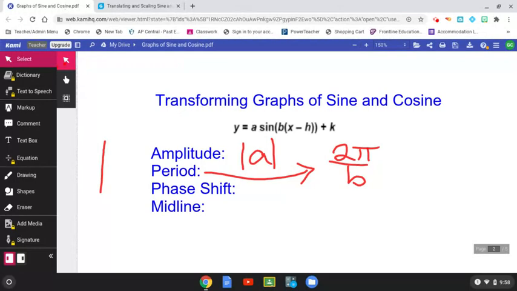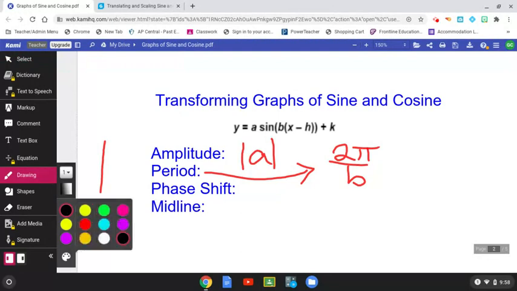h basically is what we call the phase shift. And so your phase shift, which moves the graph left or right, is h. But you guys remember, h can be a little tricky because in the equation, it's x minus h. Okay, so remember, if h is positive, the graph does go right, but the equation would be x minus h. Okay, and if h is negative, then the equation becomes x plus h, which means the graph goes left. Okay.